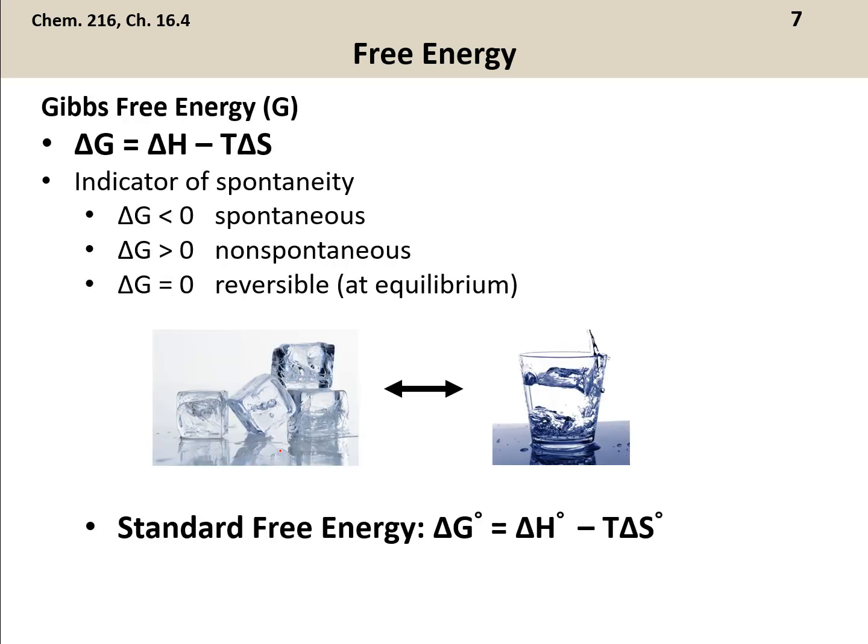And this is very important because delta G is an indicator of spontaneity. If a reaction has a delta G less than 0, so it's negative delta G, that means it's going to be spontaneous. If delta G is greater than 0, that means it's non-spontaneous. And if delta G equals exactly 0, that means it's reversible, right? It's going to go both ways. And that means it's at equilibrium. And that means the arrow goes both ways.